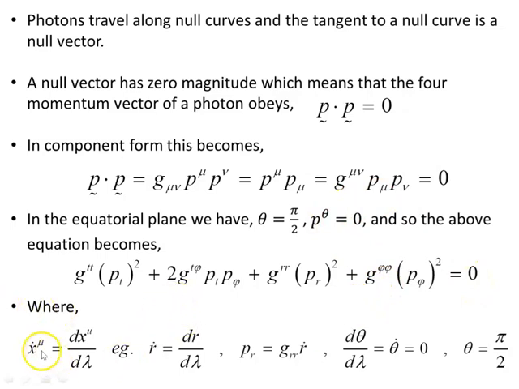Now, just some notation things. x dot mu, just to remind you, is dx mu d lambda. r dot means dr d lambda. The covariant component in the radial direction of the four-momentum, that component, is the metric term g_rr times the contravariant component r dot. Theta dot, d theta d lambda, is 0 and theta is pi on 2. So just making that clear.